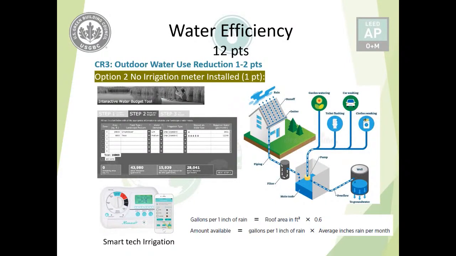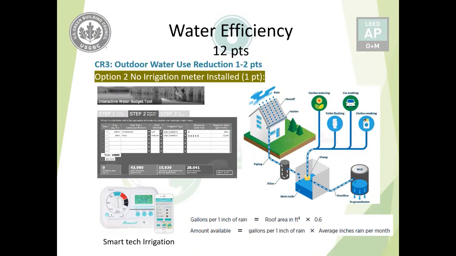So it is offsetting the amount of water, amount of potable water. And if there is any extra, then the overflow can go to the groundwater or the well. In smart irrigation, we have seen in the water metering as well that there are smart meters now. So similarly, we have smart irrigation. You can tap it to any mobile app and it can give you real-time information.